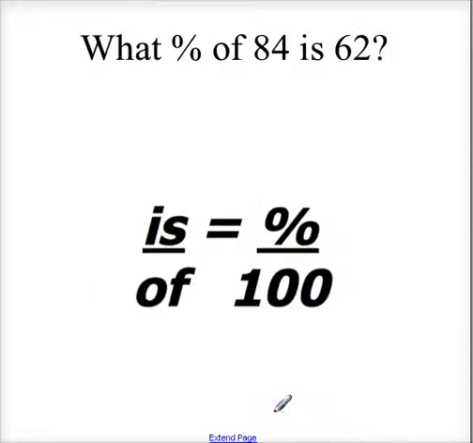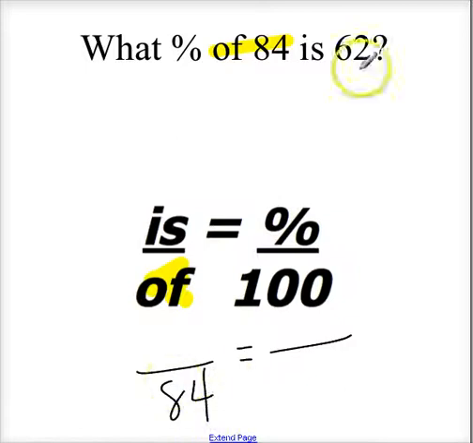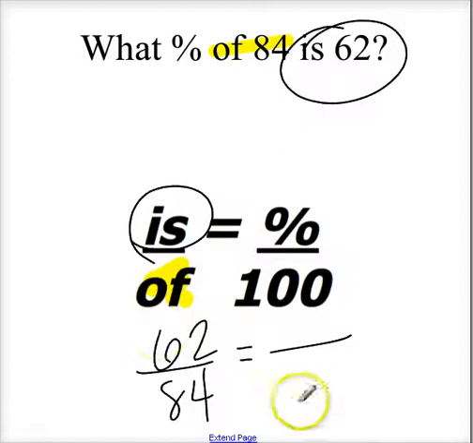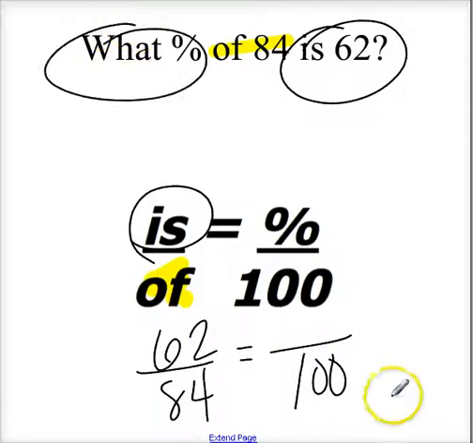Here's another percent problem. Let's see if we can fill in the formula. What percent of 84 is 62? All right, let's look for those words. Of 84. Of goes on bottom. So in my proportion, 84 goes on bottom. Is 62. Is on top. So 62 goes on top. Our equation always has 100. And then notice what they're asking us is the percent. We don't know the percent. So I cross multiply. 62 times 100 is 6,200. Divide by 84.